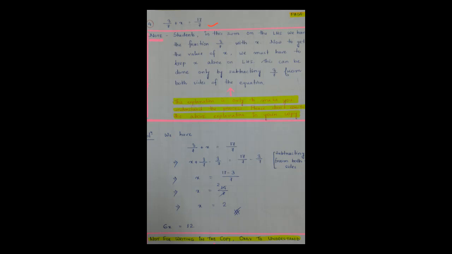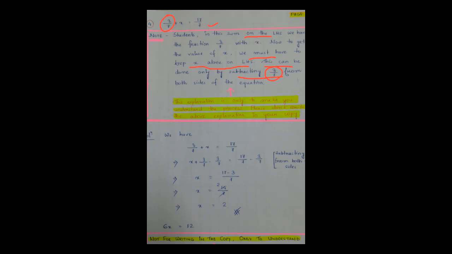So what is said here, in this sum on the left hand side we have the fraction 3 by 7. That means this is the term associated with the variable x. Now to get the value of x, we must keep x alone on LHS. This is already explained to you in the previous sums. This can be done only by subtracting 3 by 7 from both the sides of the equation.